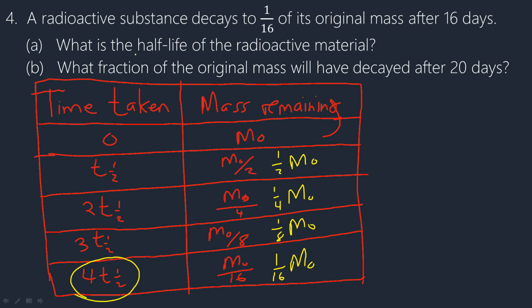And they're telling us that it's after 16 days. You see that? That means that this should be equivalent to the 16 days. Therefore, part A, which says what is the half-life of the radioactive material, can easily be obtained by equating, because they told us that it's decaying to 1/16 after 16 days. So it means that 4 T half.